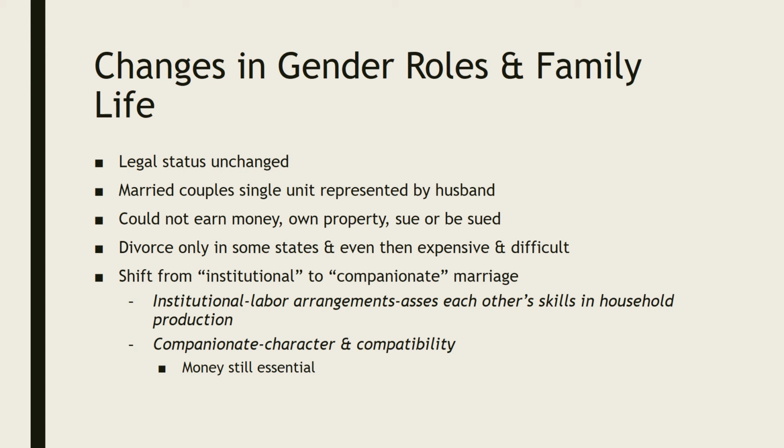An institutional marriage is basically a labor arrangement in which couples would assess each other's skills in household production. So basically it's a business arrangement. And although people find it hard to believe, that's how most marriages were arranged at the time. Who can I be most profitable with? Now it's switching gears to a more companionate form of marriage in which character and compatibility are taken into account, though money is still essential.